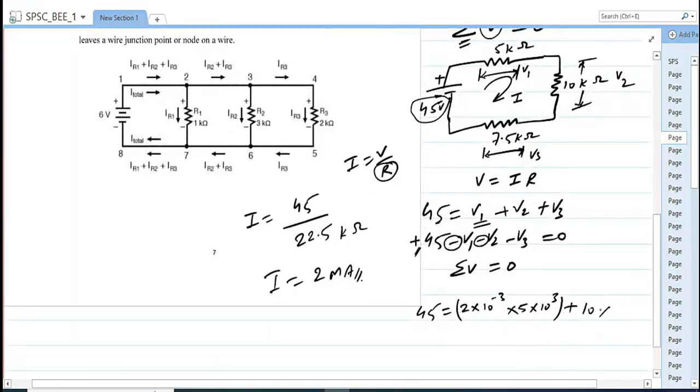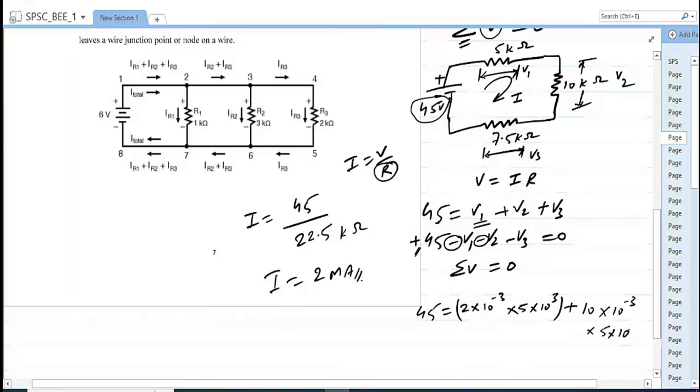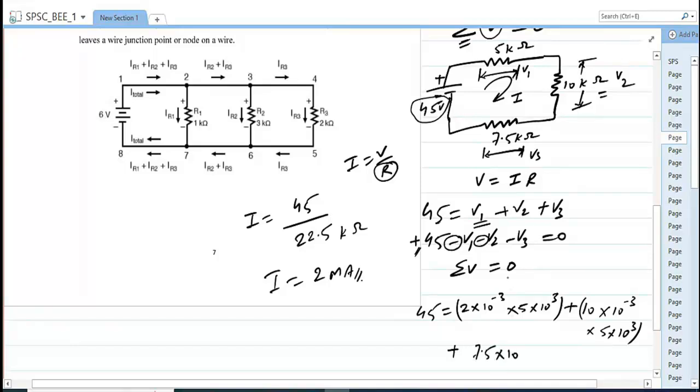Plus 10 into 10 to the power minus 3 into 5 into 10 to the power plus 3. This is the voltage drop in the 10 kilo ohm resistor. Similarly, in continuation, plus 7.5 into 10 to the power 3 into I. I was 2 milliampere, so it is 2 into 10 to the power minus 3.